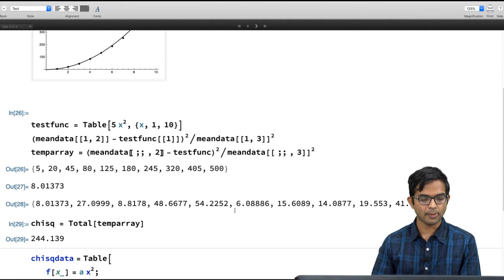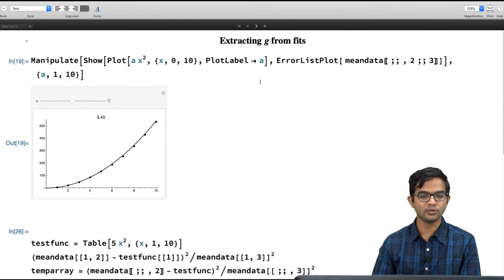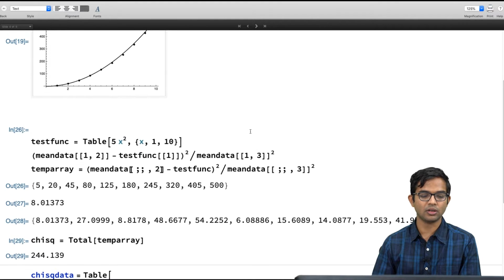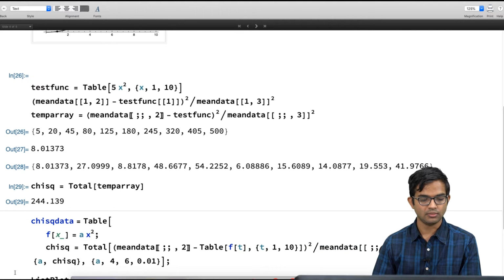So now, of course, I want to carry this whole thing out in a compact way, and also store all this information for more analysis. I will do all of this in one shot here. I define this entire operation as chi-square data, and this will create a table for me. First of all, I define this function f of x with x squared. A itself I will take to vary from 4 to 6. Already having used Manipulate, I know that it's somewhere around 5.3, but just to be safe, I will allow a to vary all the way from 4 to 6, in units of 0.01.